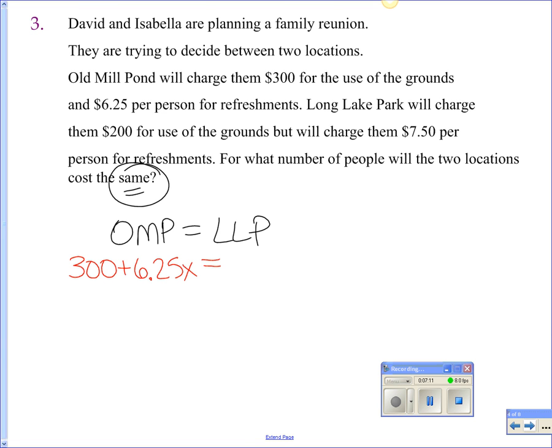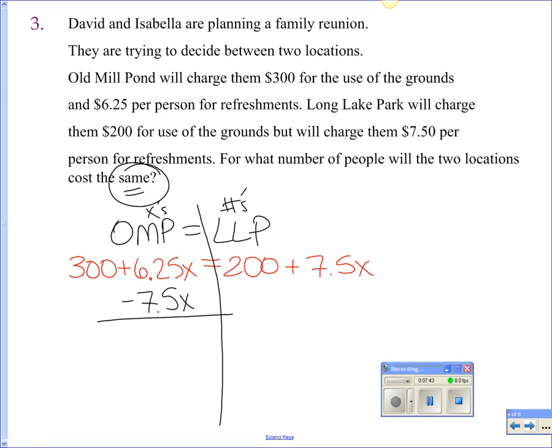Okay, good. Let's see. Ross, tell me about Long Lake Park. Very good. Okay. And I want you to draw a line. So there's an equals. X is over here. Numbers over here. So I'm going to move 7.5 over here and subtract it. And I'm going to move 300 over here and subtract it.